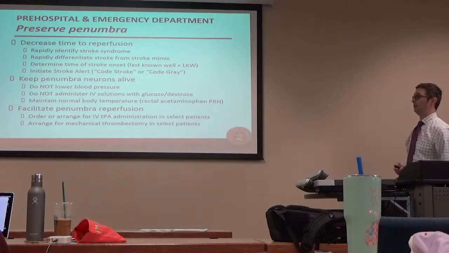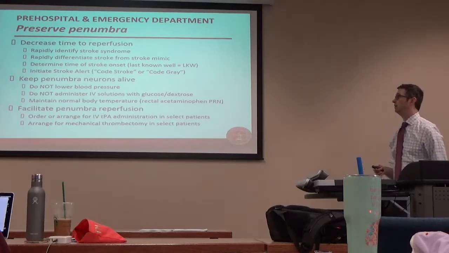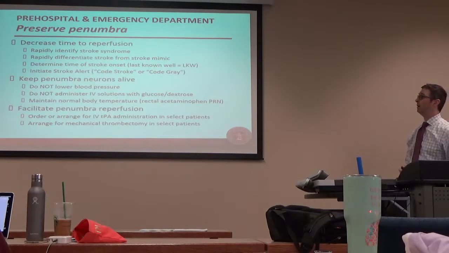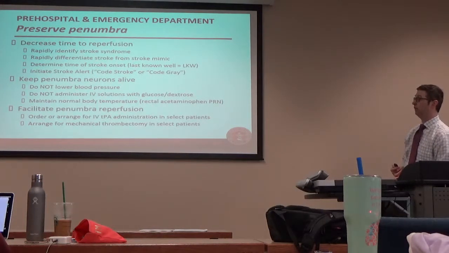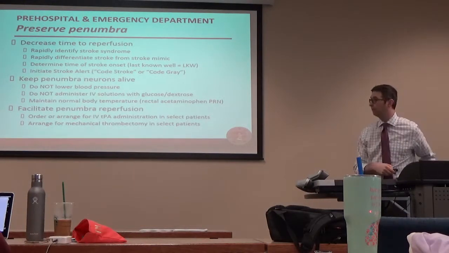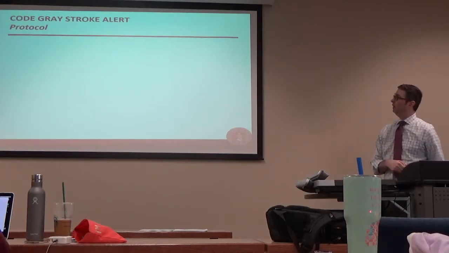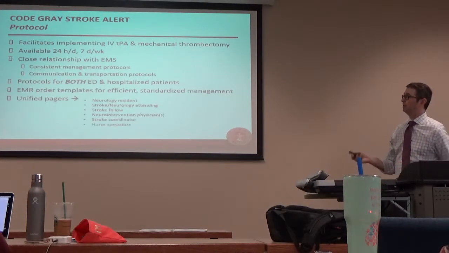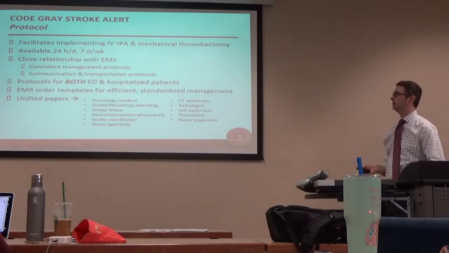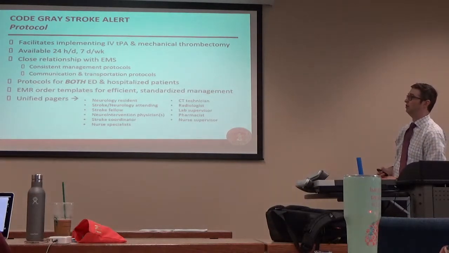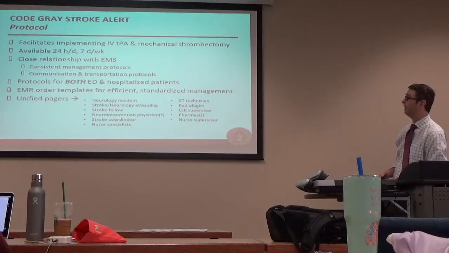We want to keep the penumbra neurons alive. As I said earlier, we can't do anything about the brain or the neurons that have already died. So we want to keep the penumbra alive. So we don't lower blood pressure, we don't administer glucose solutions, and we want to keep them normothermic, prevent fever. And then again, the TPA and the mechanical thrombectomy for penumbra reperfusion. All the comprehensive stroke centers have a protocol. It's 24/7. We've really seen a significant increase in stroke alerts with the change in time to performing thrombectomy up to 24 hours. We get a lot more strokes flown or driven in from other parts of the state.